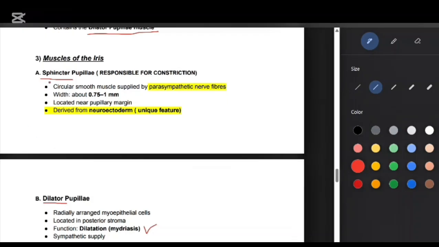Now, talking about the features of the sphincter pupillae, it is a circular smooth muscle that is supplied by parasympathetic nerve fibers, and its width is almost 0.75 to 1 millimeter. It is located near the pupillary margin, and it is derived from neuroectoderm, which is actually a unique feature of both the muscles of the iris, including the sphincter and the dilator pupillae, that they are derived from neuroectodermal layer rather than mesodermal layer. All of the muscles of our body are actually derived from mesodermal layer, while the sphincter and dilator pupillae are the only muscles that are derived from neuroectoderm.